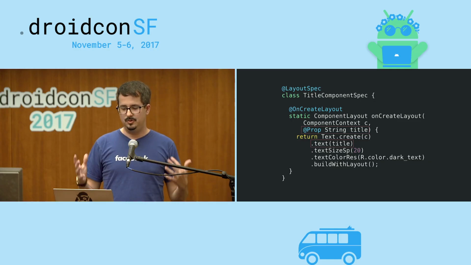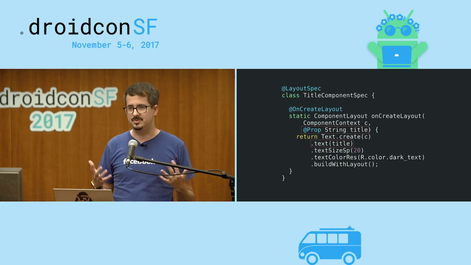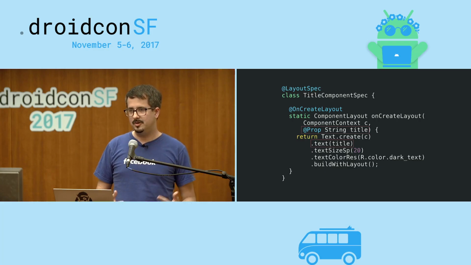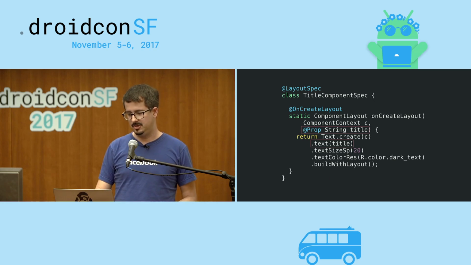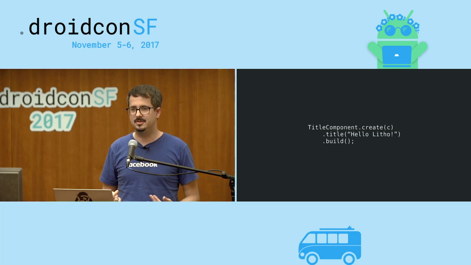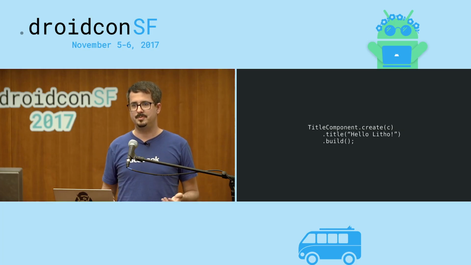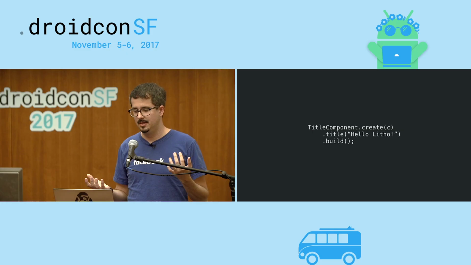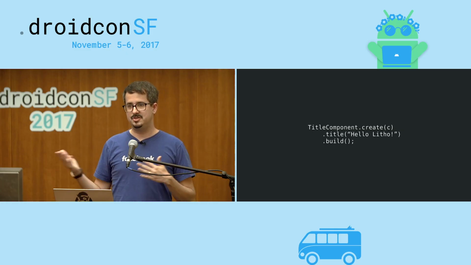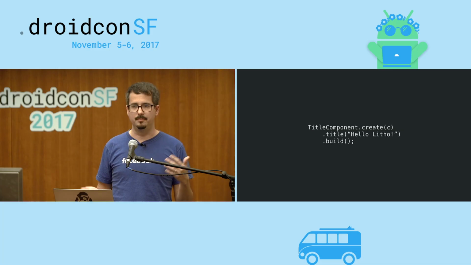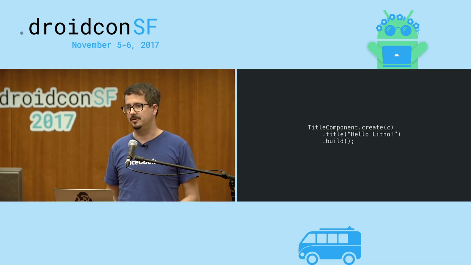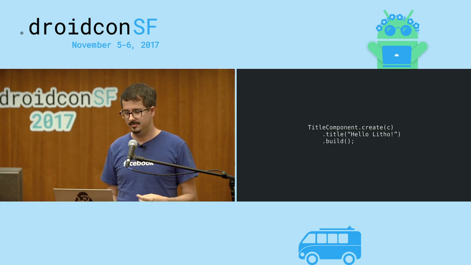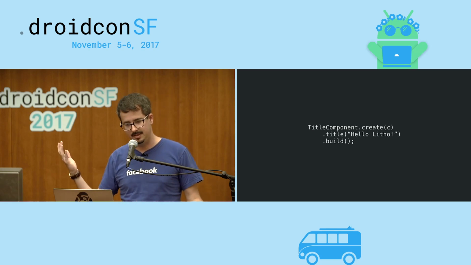So at this point, you have a class annotated with some stuff from the framework. The code that you're going to use in your product is going to be the generated class that the annotation processor from Litho generates for you. In practice, this is going to create a builder for you with the props that you define. In our case, the prop is title. So title component spec generates a title component, and the create method and all the builder methods are generated for you. So in our case, it's one component with one prop, title, and that's the builder you get. So you can set title and stuff happens.